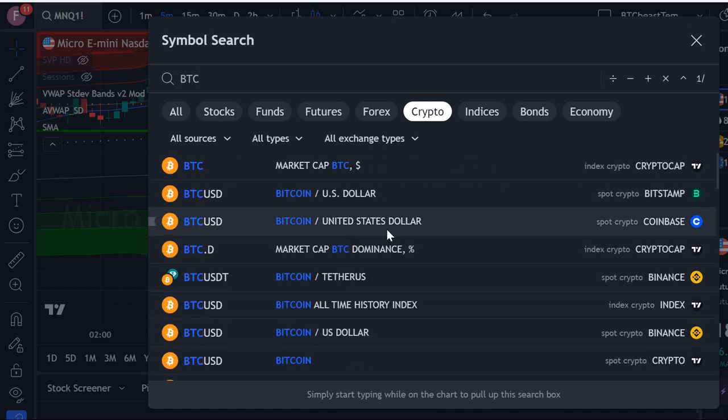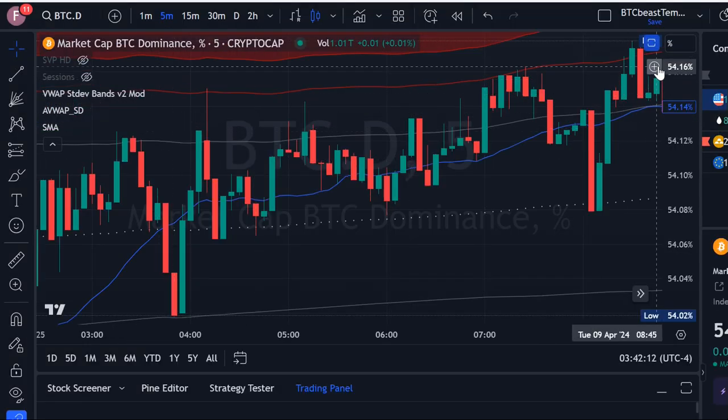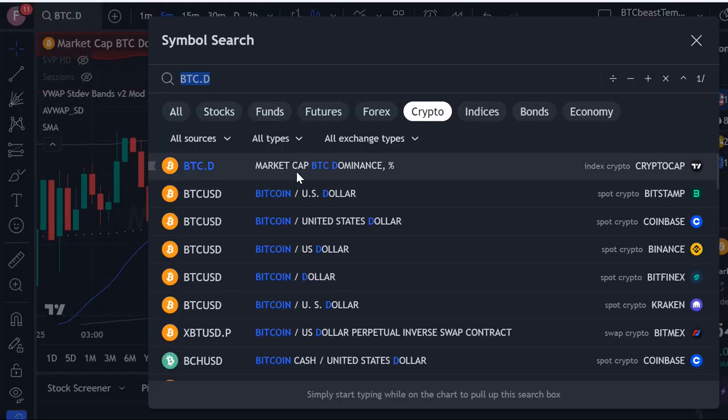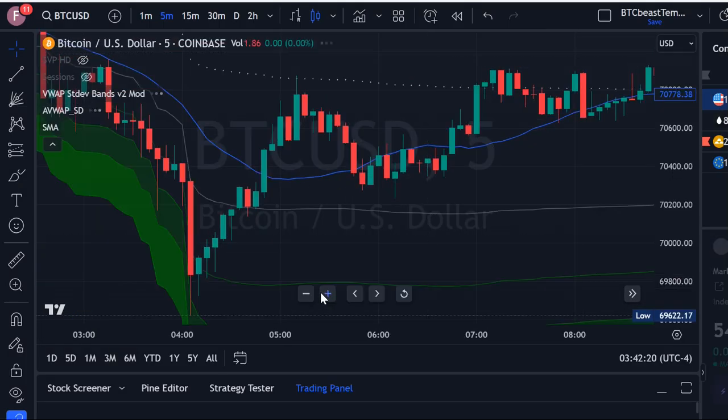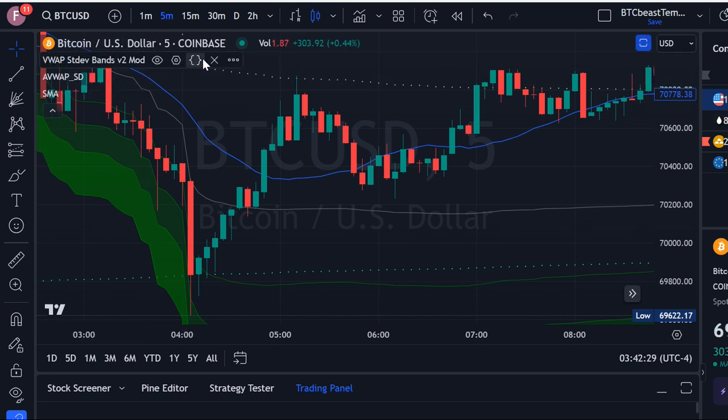Let's just look at good old Bitcoin crypto. Oh, that's dominance. I don't want that. I want regular old Bitcoin. Let's just do Coinbase. Make it easy. Okay, and we are going to just remove all these. I'm going to get all these out of the way.